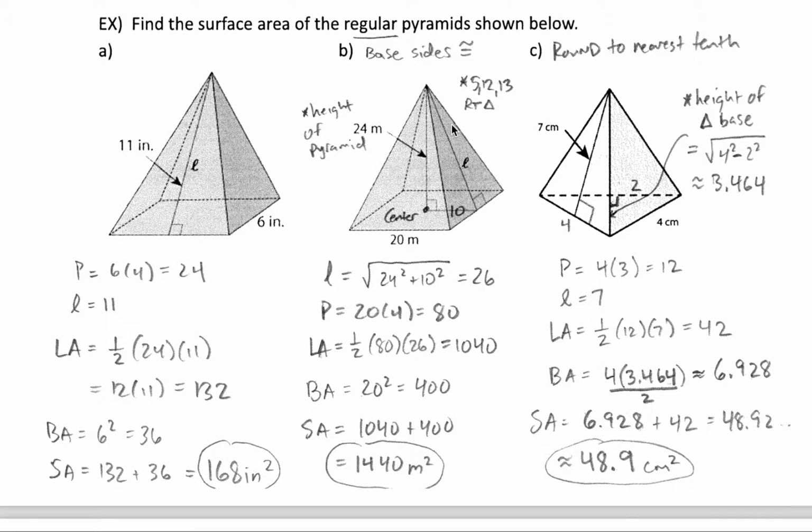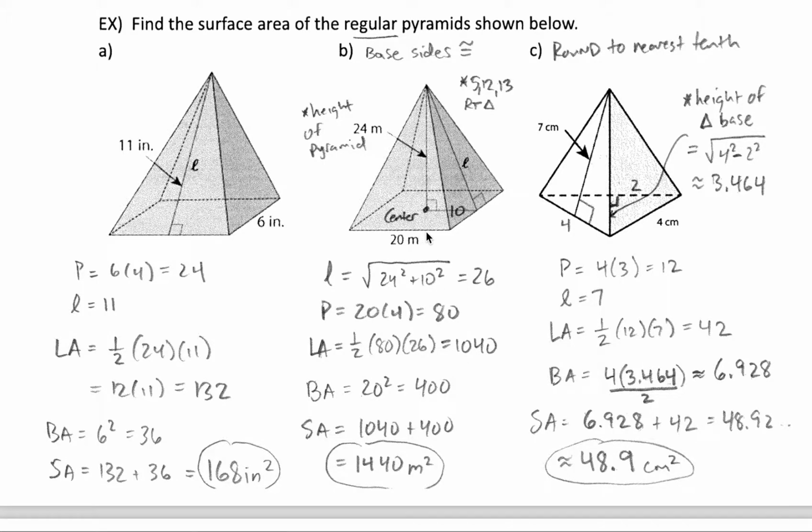So now we know our slant height is 26. We know our base length is 20. So we can figure out everything we need for this surface area. Let's find the perimeter of the base. We have a side length of 20 4 times, so let's do 20 times 4 and get 80 for our base perimeter. And we now have our slant height, so we can find that lateral area, which is half of our base perimeter times the slant height, and we get 1040.